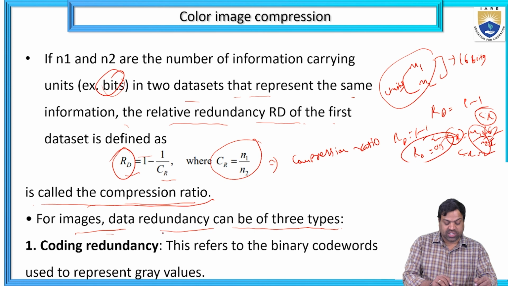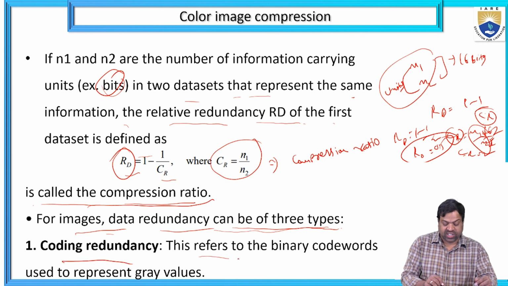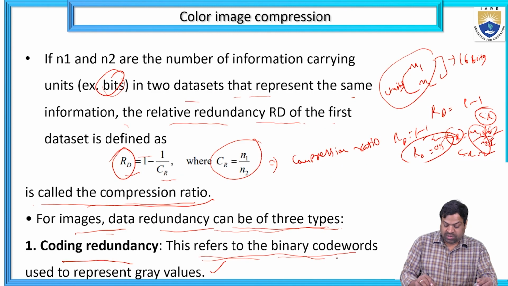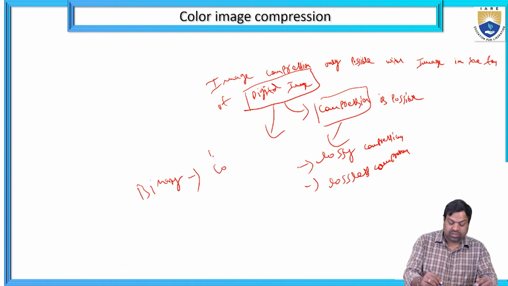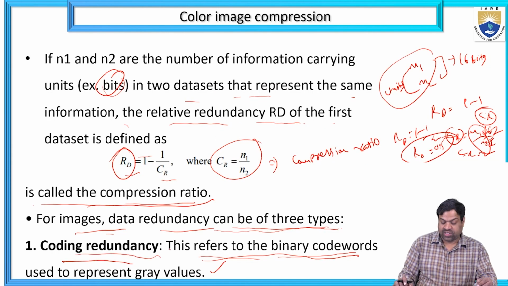But the image data redundancy can be of three types. We are dividing it into three types of data redundancies. The first one is coding redundancy. This refers to the binary code words used to represent the gray levels. Binary to gray code words, that is coding redundancy.